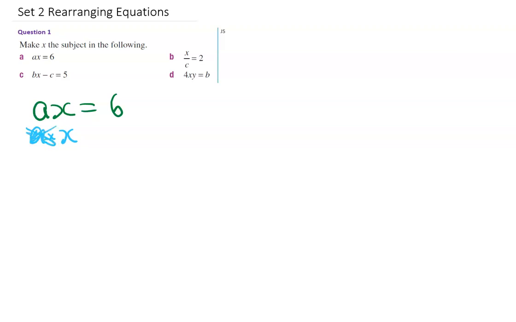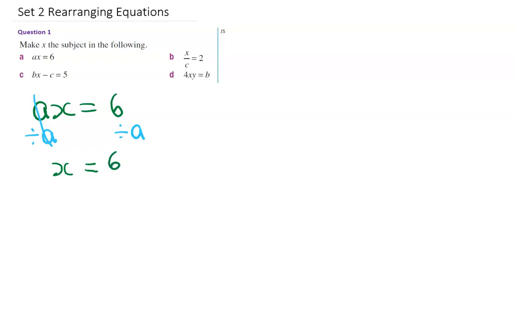I want to get rid of this times by a. How do I get rid of a times by a? Well, the opposite of timesing is dividing, so I'm going to divide by a to get rid of that a. If I divide this side by a, I have to divide the other side by a as well. So I'm going to divide both sides by a. Now on the left-hand side, that leaves me with just x, which is perfect because that's what I want. On the other side, I've got 6 divided by a.